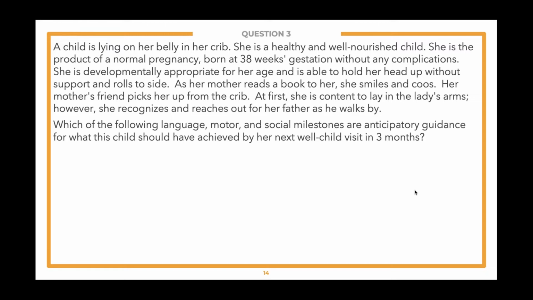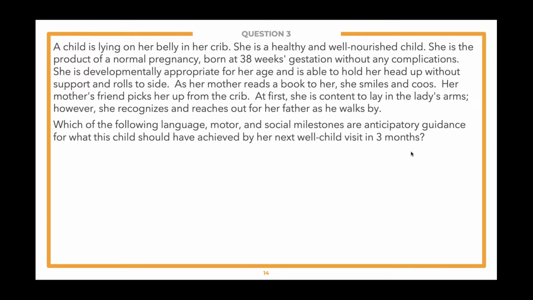All right, system responses coming in. Let's take a look at that vignette. A child is lying on her belly in her crib. She is a healthy and well-nourished child. She is the product of a normal pregnancy born at 38 weeks gestation without any complications. She is developmentally appropriate for her age and is able to hold her head up without support and roll side to side. As her mother reads a book to her, she smiles and coos.